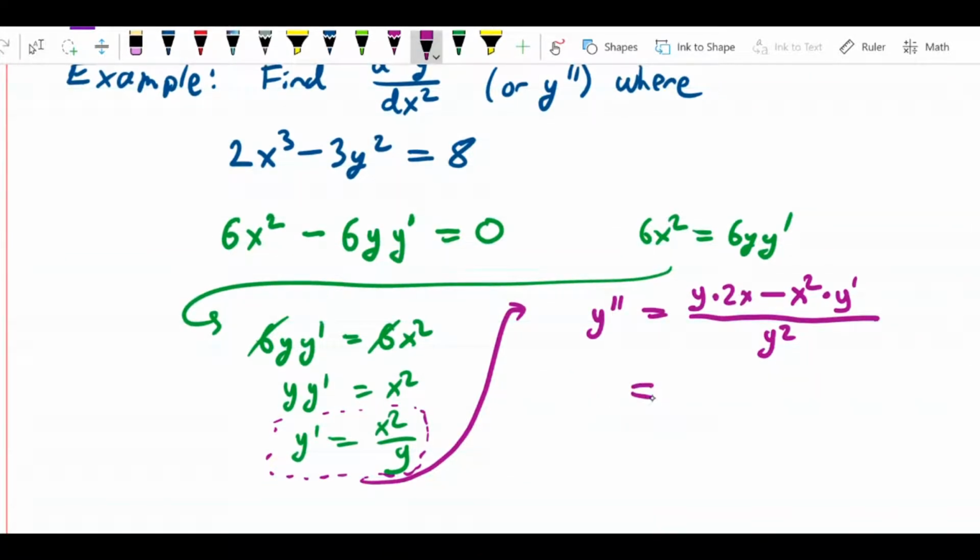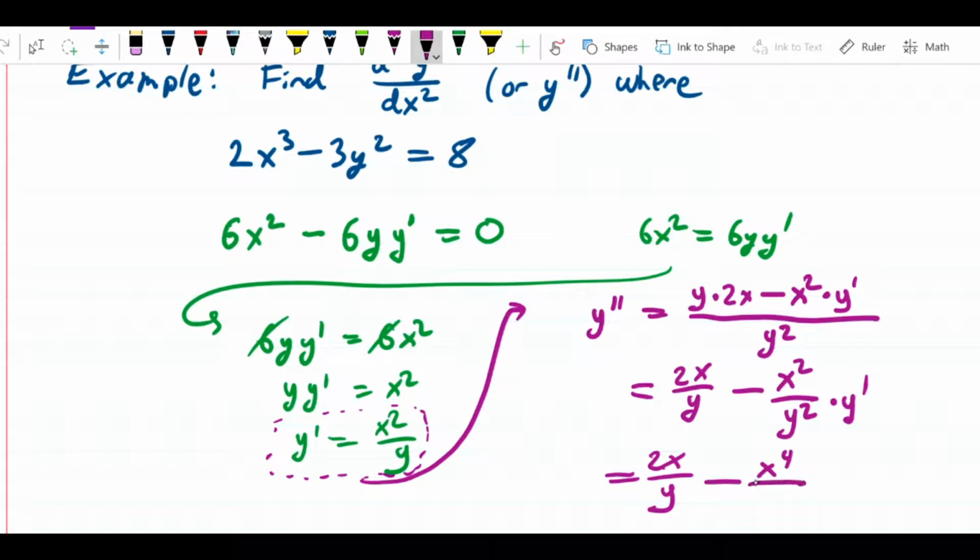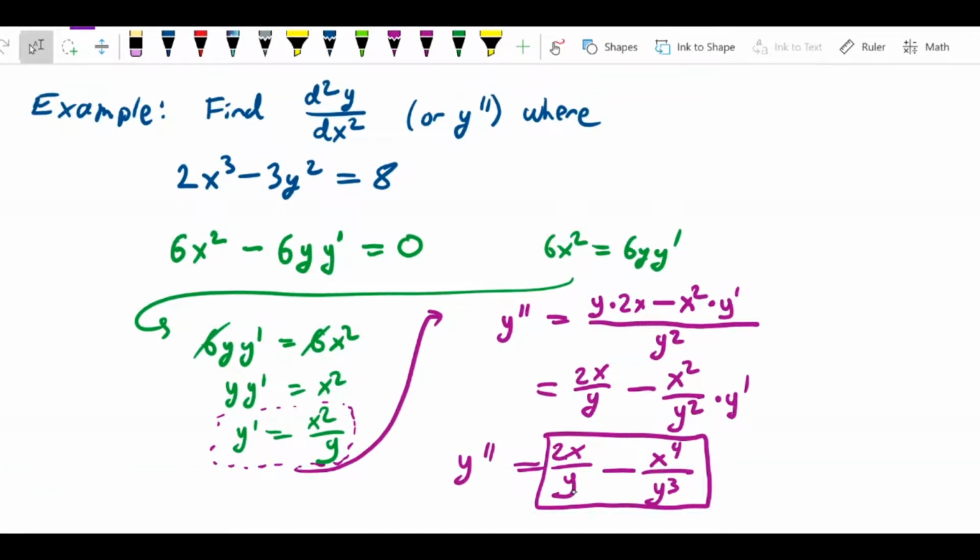So let's just simplify this a bit. y times 2x over y squared is just going to be 2x over y, and then subtract from that x squared y prime over y squared, so that's x squared over y squared, the whole thing times y prime. And now as a final step I'm going to replace y prime with x squared over y, so this now equals 2x over y minus x squared times x squared, which is x to the fourth, over y times y squared, which is y cubed. So that's the answer. This is y prime prime, or d squared y over dx squared.